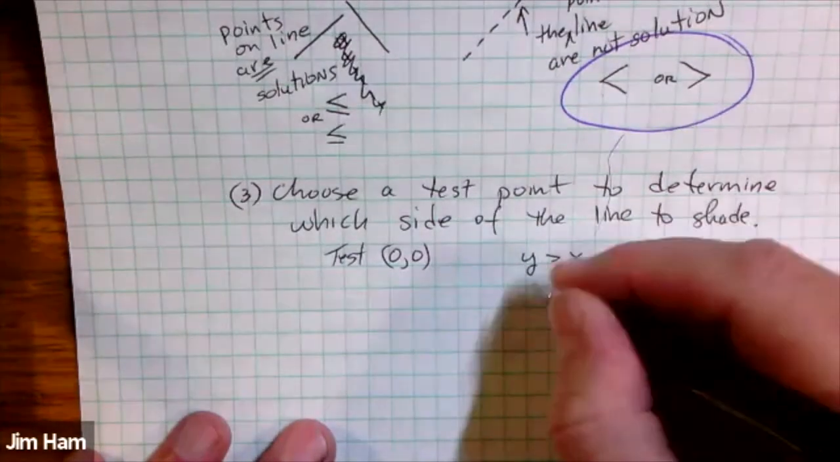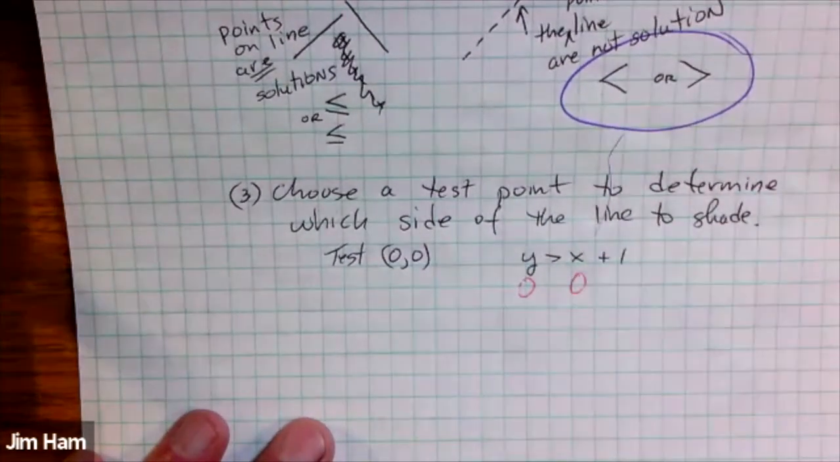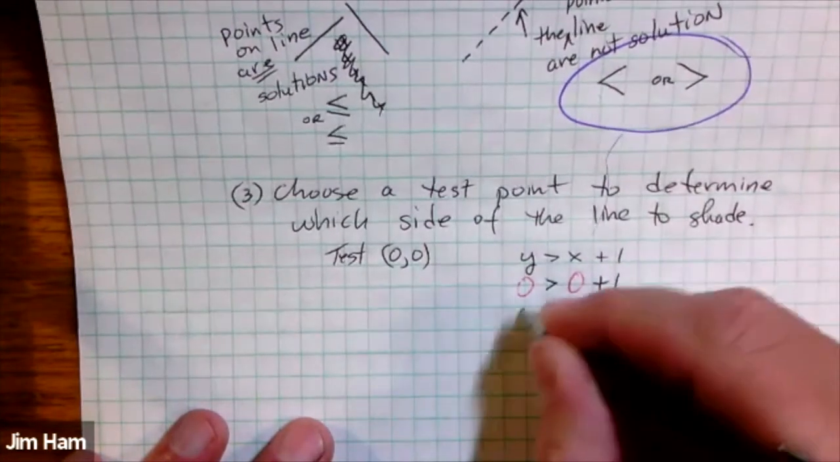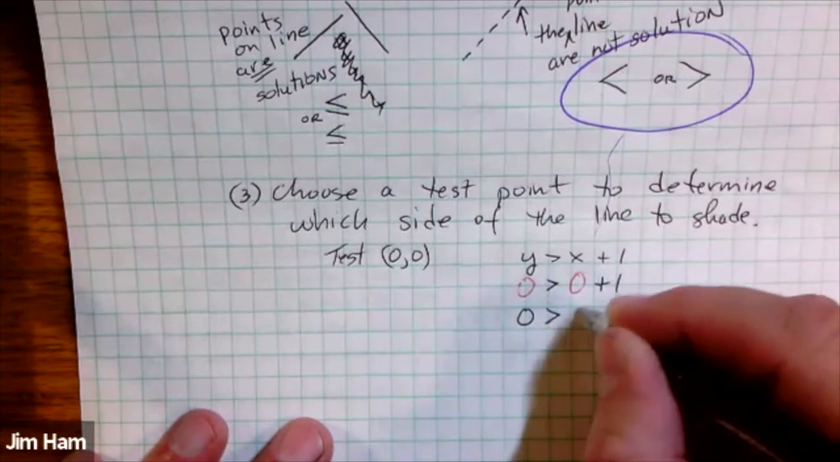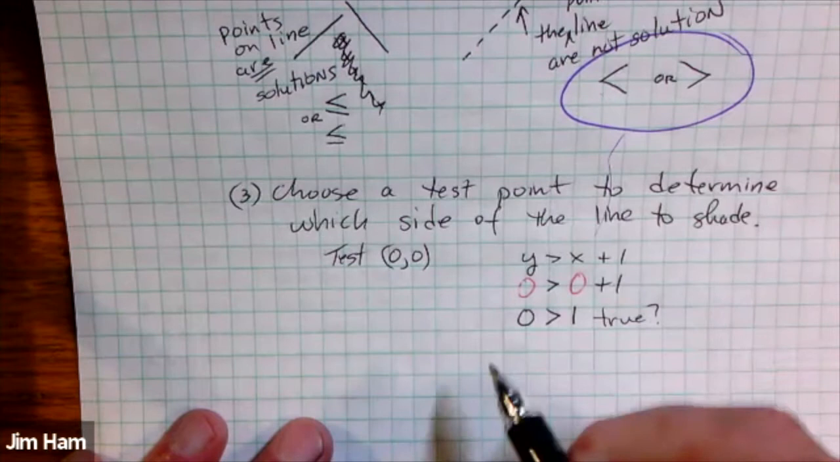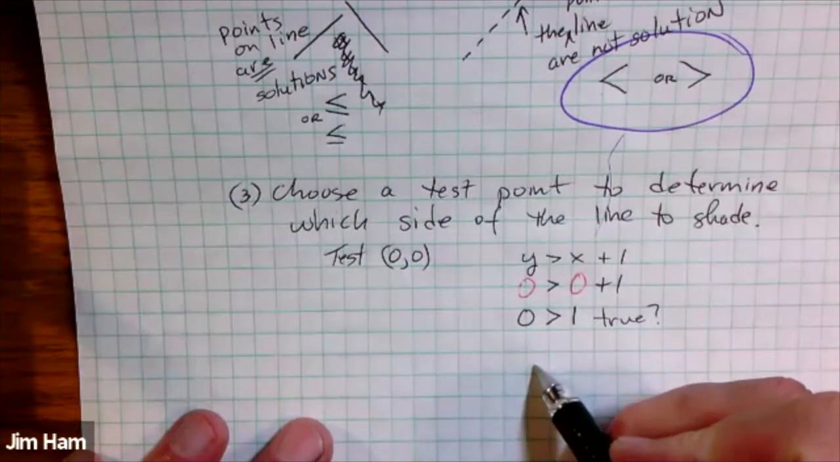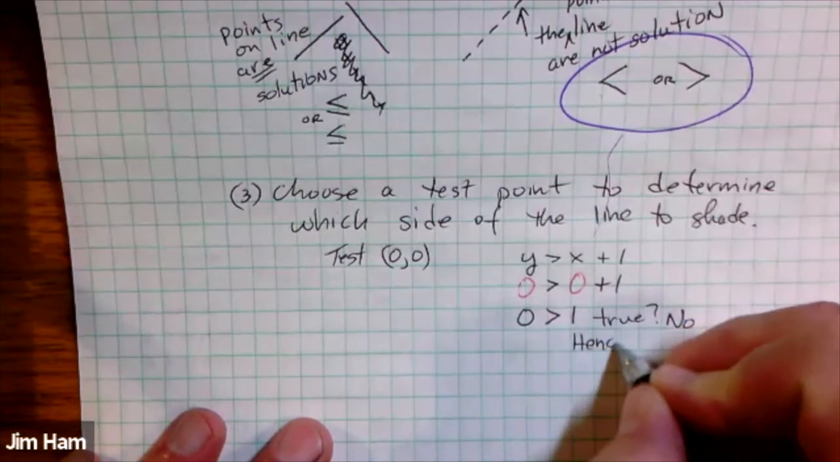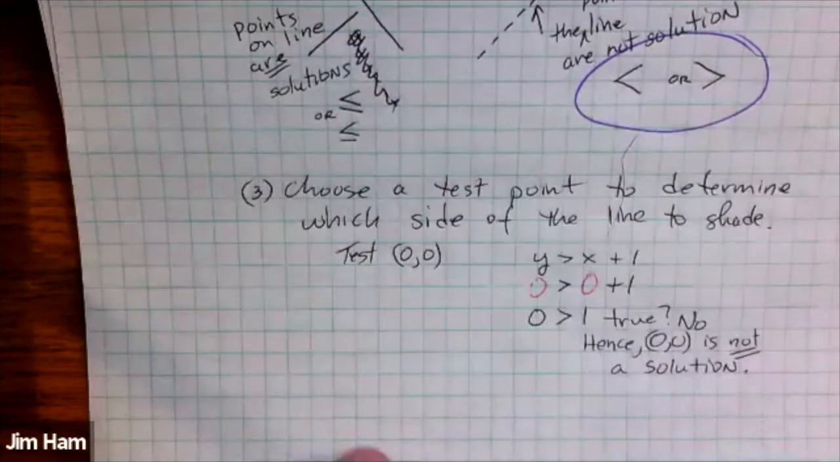So we're going to put 0 in for y and 0 in for x. And we have 0 is greater than 0 plus 1. So is this true? Is 0 greater than 1? No, it's not true. So therefore, 0, 0 is not a solution. Okay, I'm going back up now.